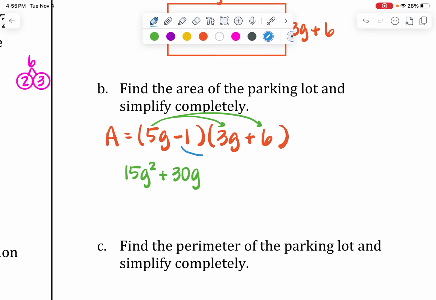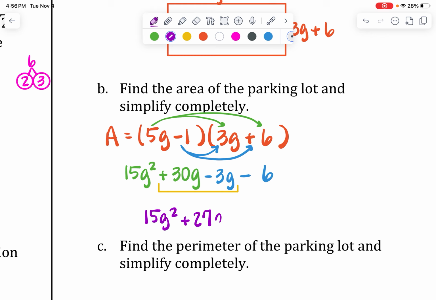Then I'm going to distribute the negative 1, which gives me negative 3g minus 6. And of course, there's my like terms, my g's hanging out in the middle. So that's going to give us 15g squared plus 27g's when we combine the 30 and the negative 3. And then I'm going to bring down the minus 6. And this is the expression that would represent the area of the parking lot.